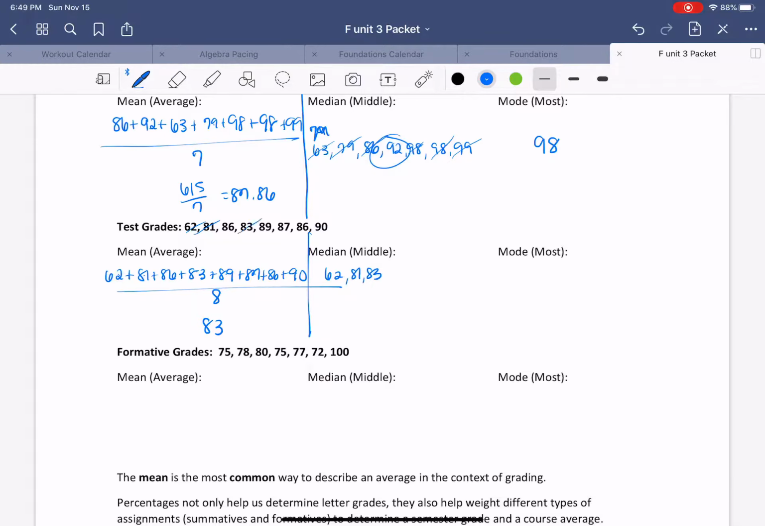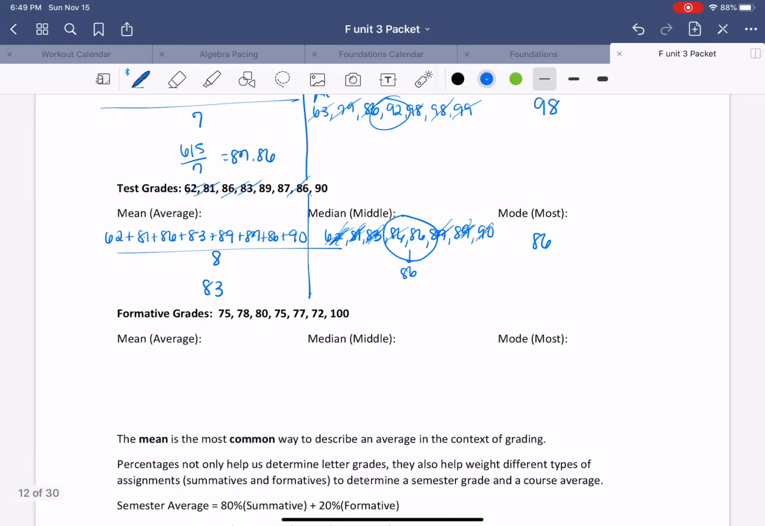Okay, if we do the median, we start with 62, then 81, 83, 86, 86, 87, 89, 90. Cross off till we get to the middle. I think I missed a number. And I get 2 numbers in the middle, so I add them, find the average, which would just be an 86. And then the number that occurs the most is also 86.